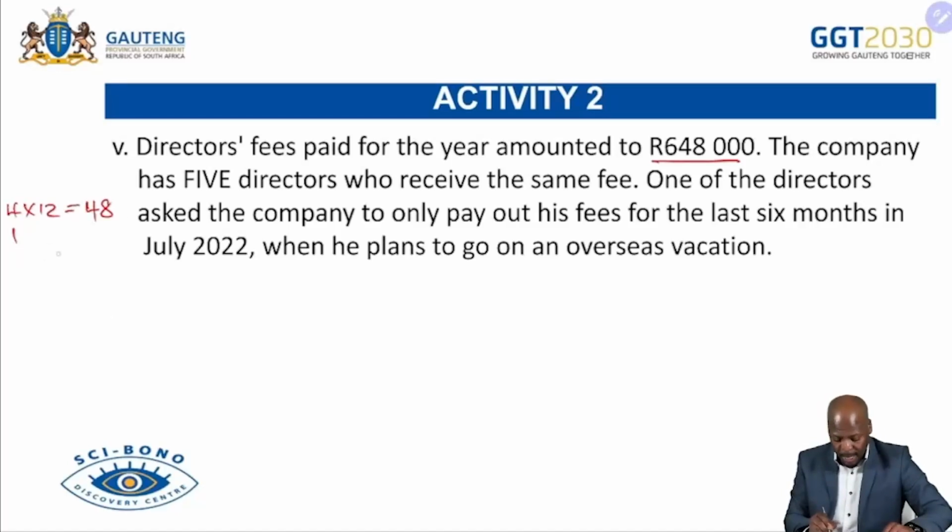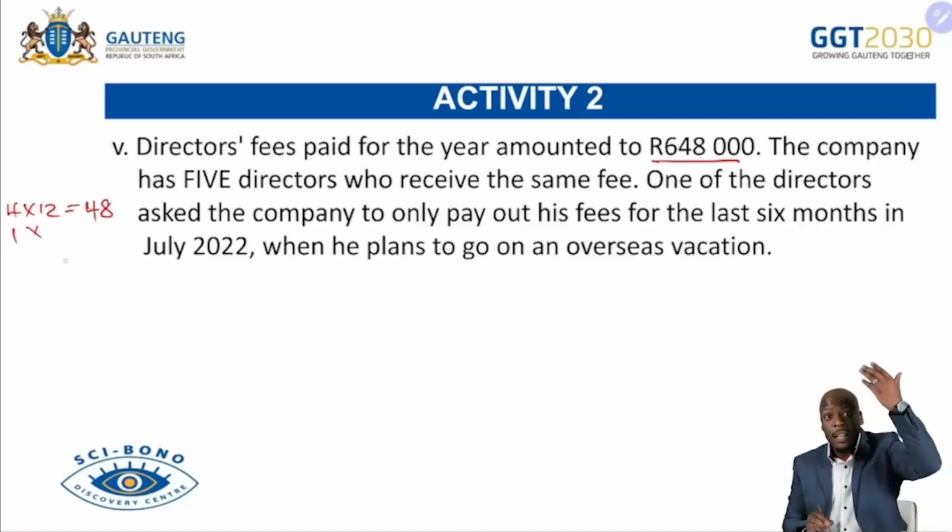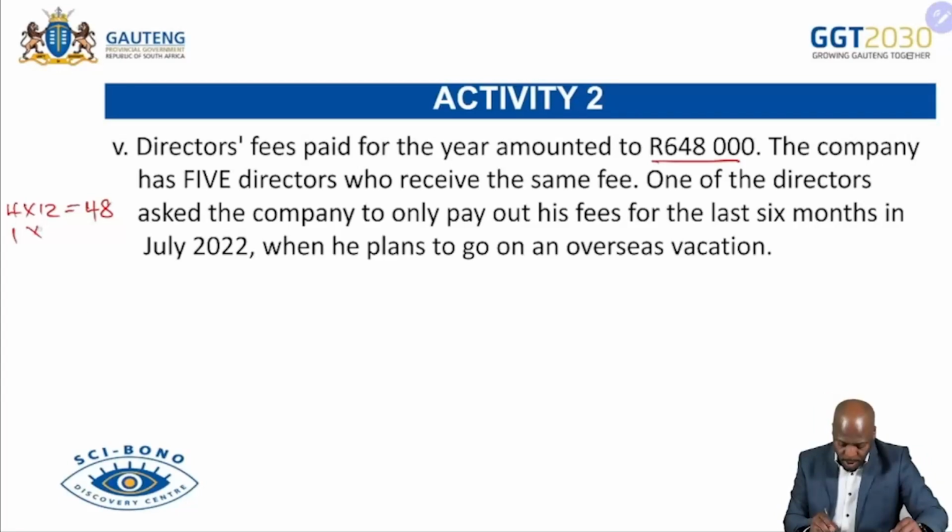But the one guy is saying, I want to save my money, give me my 6 months director's fees in the next financial year. So that means times 6. So we've paid him for 6 months only this year because the other 6 months will be paid in the next financial year. But remember, when is the expense being incurred? That is where I'm going to come. 48 plus 6, that gives you now 54.